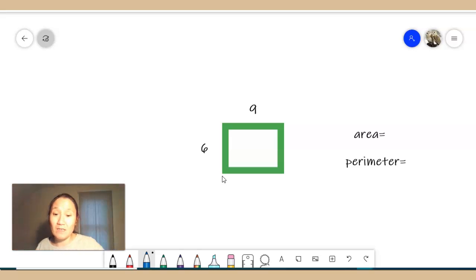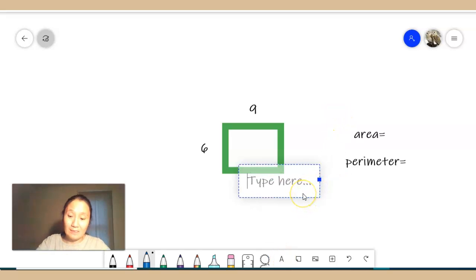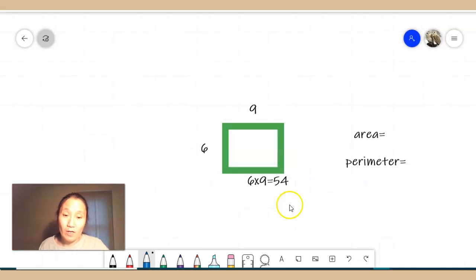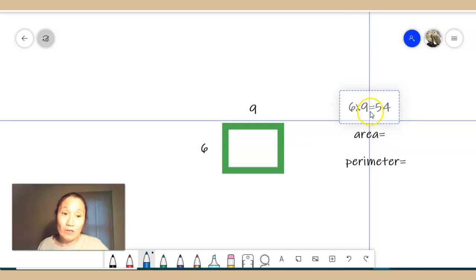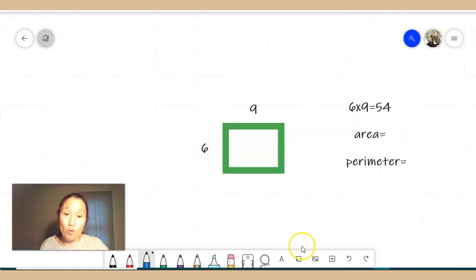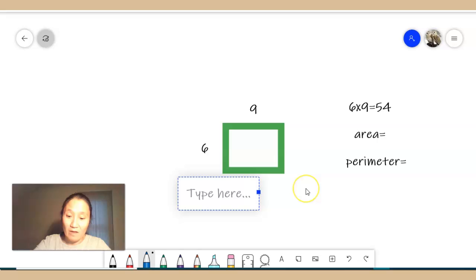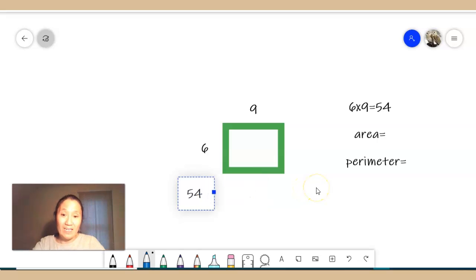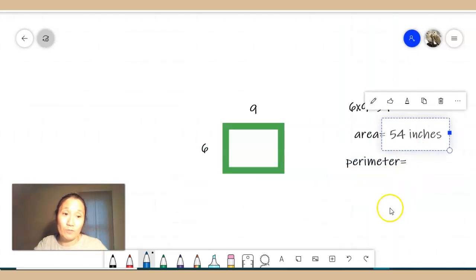So 6 times 9, if I was looking at that, so the area for this, to figure out the area, would be the 6 times the 9. So to say 6 times 9 equals 54. So 54, that's how you would solve for area. So your answer for the area would be 54 inches or 54 feet, some sort of measurement there.